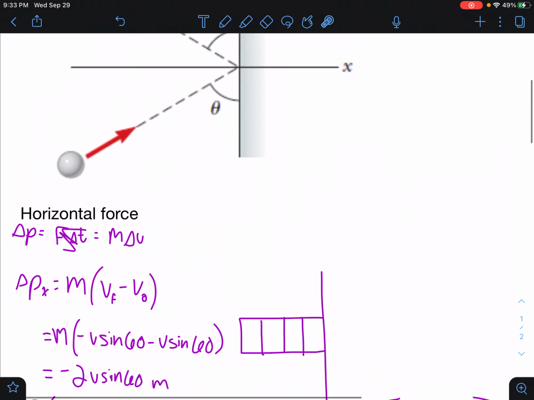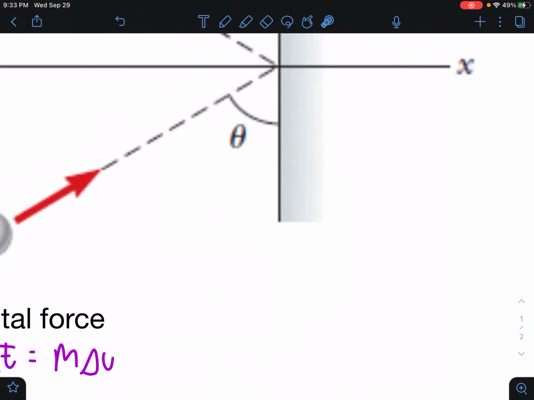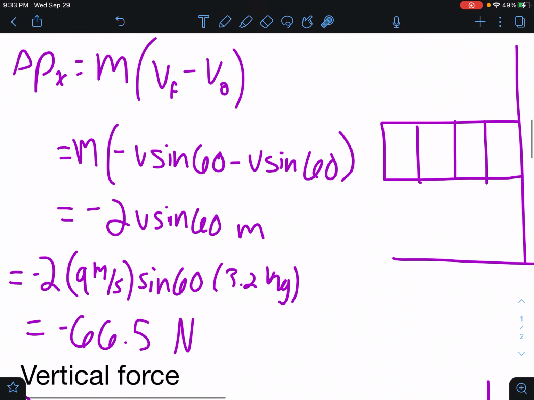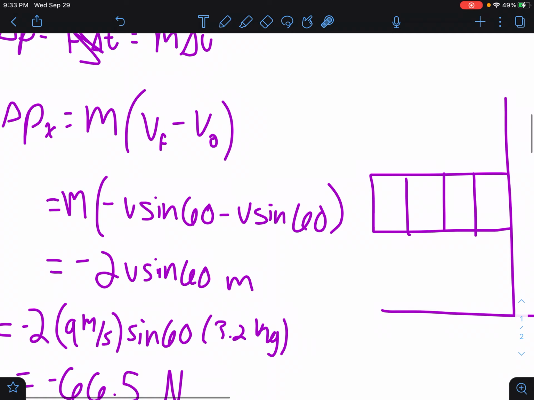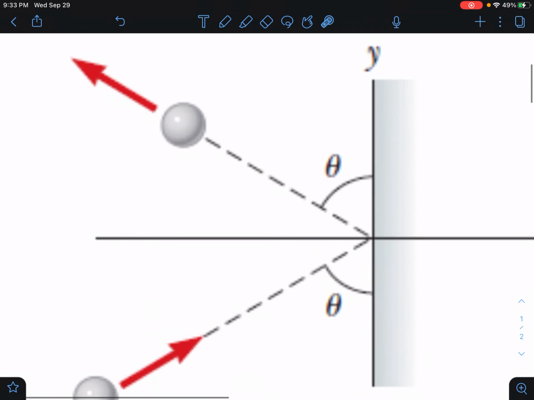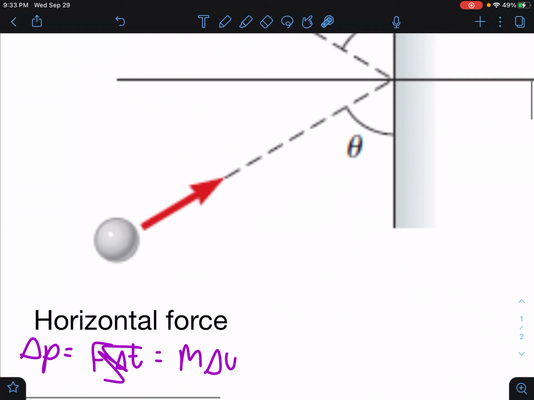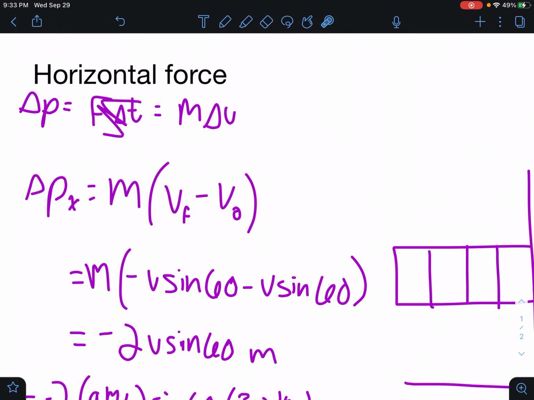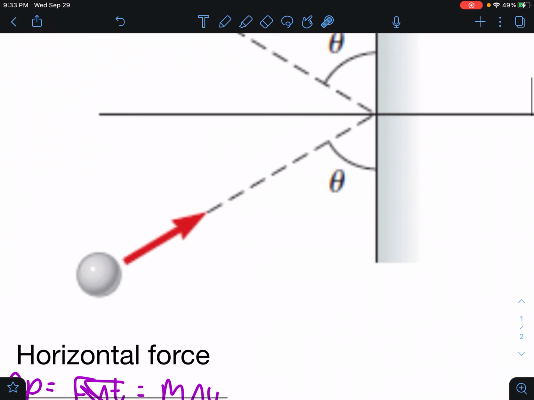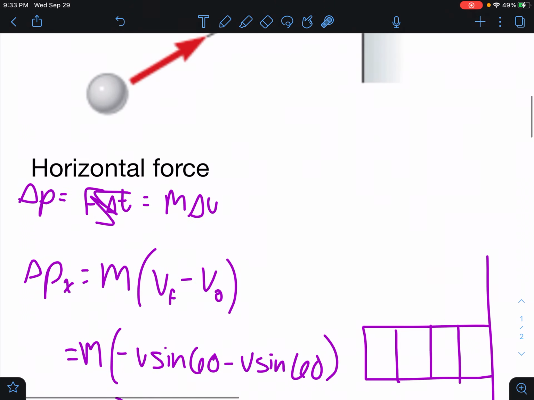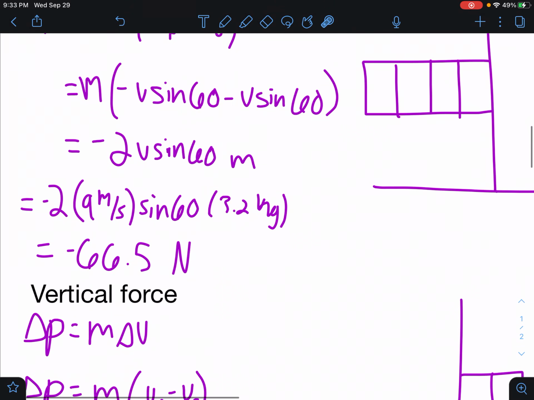Since we're talking triangles, this is the angle, this is the opposite of the angle, it's the sine. And the final velocity is negative because it's traveling in the negative x direction. And the initial is positive because it's traveling in the positive x direction. This negative is just that. So you get negative 2 v sine of 60 times the mass, and you just substitute, and you get negative 66.5 newtons.